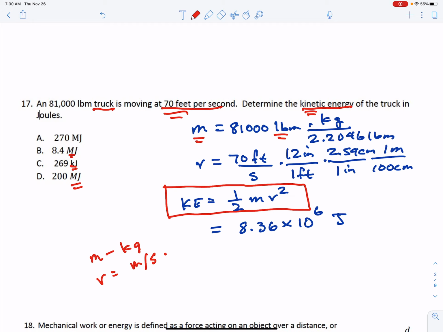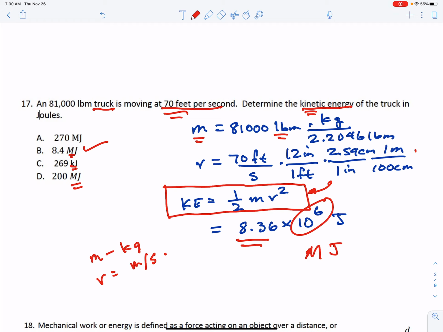So I do these conversions, work this out, and then I plug that back into this equation, and I get 8.36 times 10 to the 6th. Here I use this. I know that's mega, capital M. So 8.4 megajoules is the answer on number 17. Hopefully that's helpful.